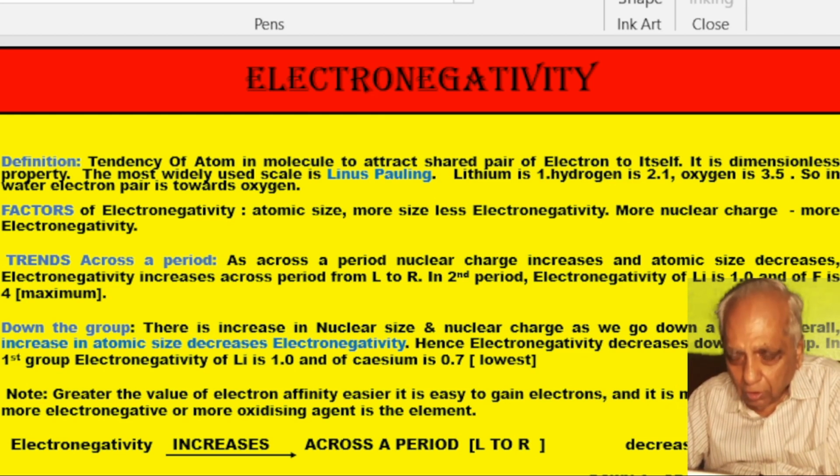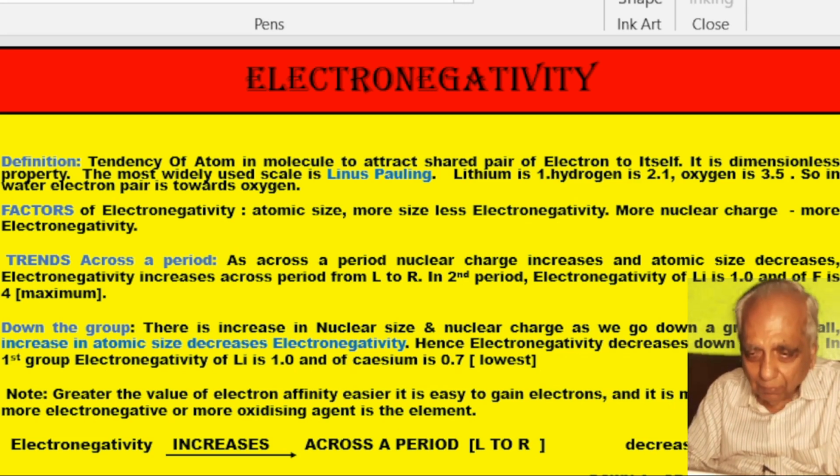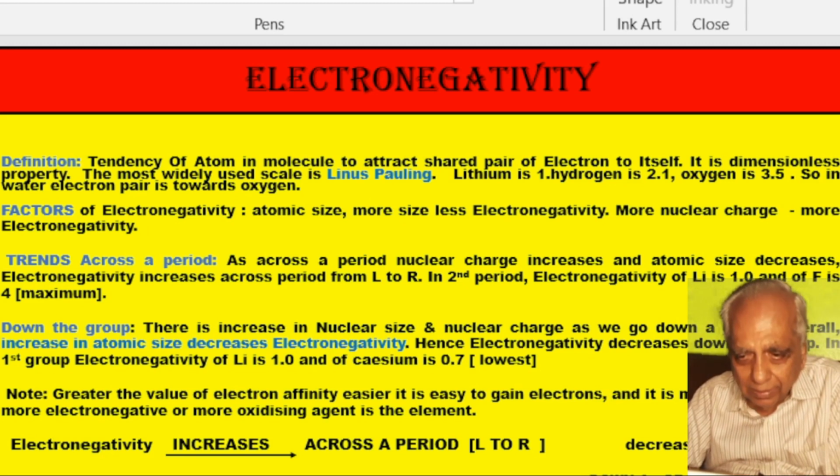If we go down the group, the reactivity decreases. So fluorine is a highly non-metal, and so to that we have given electronegativity of 4, and to lithium we have given 1. Lithium is a metal on the top, but as we go down, metallic properties further increase. So cesium, which is at the bottom, is given 0.7. So lowest is 0.7 for cesium and highest is 4 for fluorine.